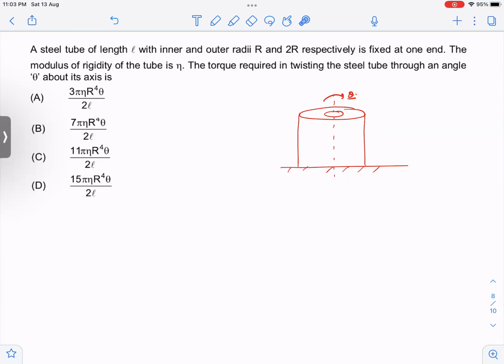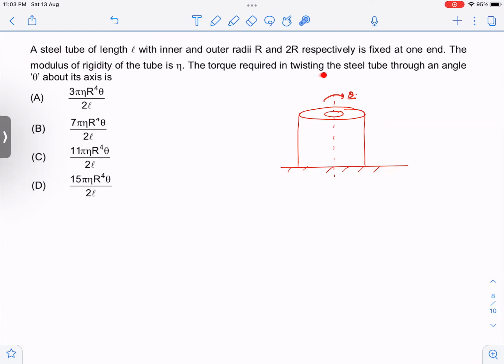In this question, there is a steel tube of length L. So this is the tube, inner radius R and outer radius 2R. It is fixed at one end, so I fixed it here. The modulus of rigidity of this tube is eta.